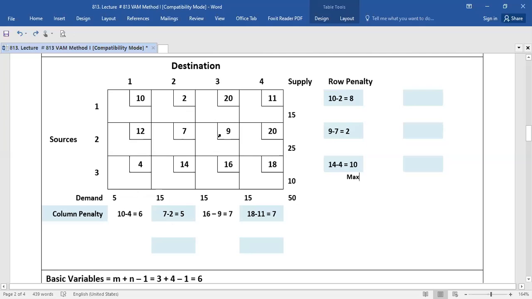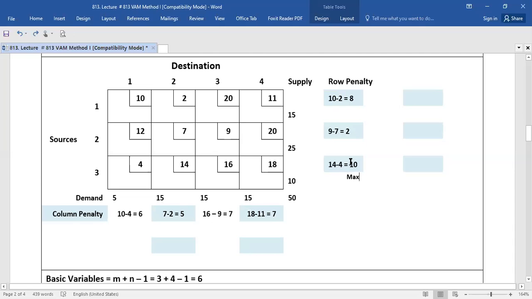In the third column, you see that these are 2 smaller costs, 16 and 9. You will take the difference. 16 minus 9 equal to 7. And on the last, fourth column, you see that 11 and 18 are the smaller costs. So you will take the difference. 18 minus 11 equal to 7. These are the column penalties. These are the row penalties.